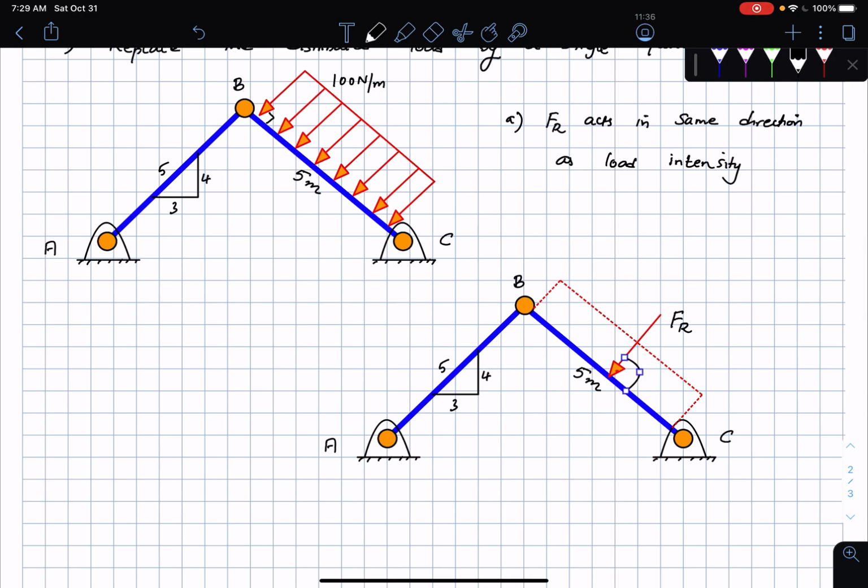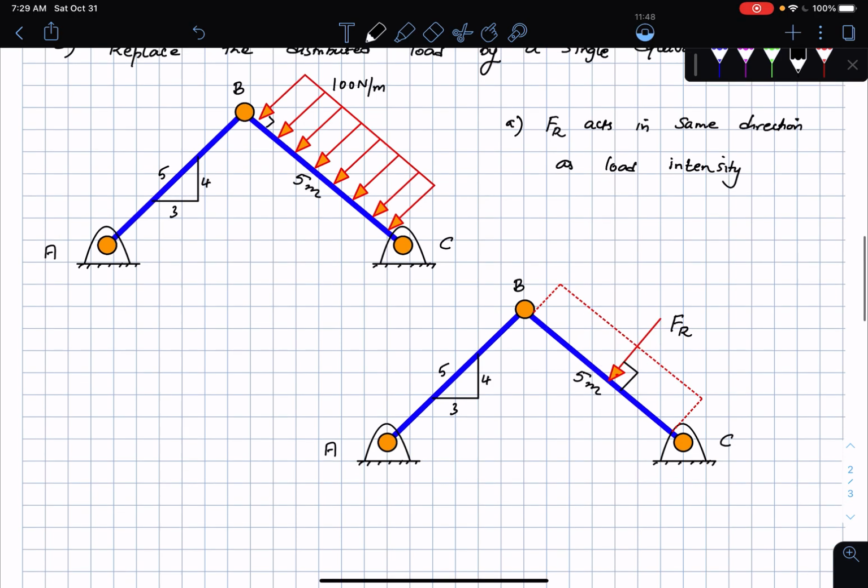Let me maybe draw that out in a much straighter line. Apologies. So this force is actually perpendicular to this bar. As you can see, the applied distributed load is also perpendicular to the bar. Then I can also say that the magnitude of the force F_R is going to be equal to the area under the distributed load. So this is the area under the load distribution curve.